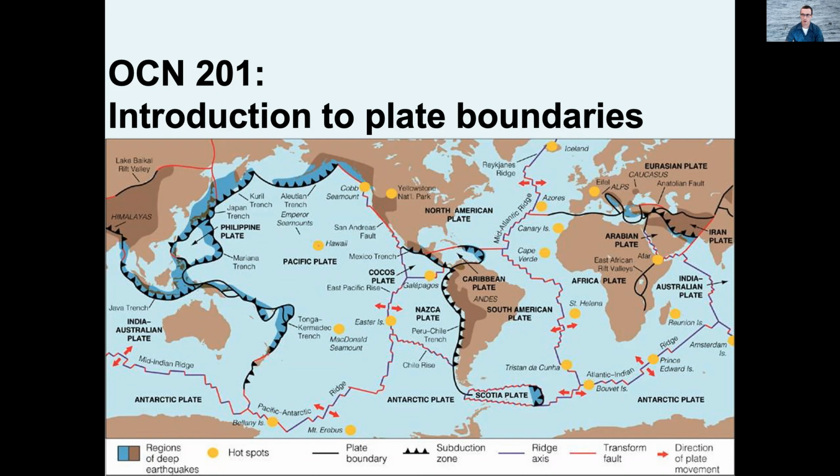Welcome to Ocean 201, Introduction to Plate Boundaries. Today we are going to start to talk about plate tectonics, and that'll be the focus over the next several lectures. This follows on from what you've learned about seafloor spreading already, and it has to do with the breakup of the solid lithosphere into plates that can move. This is what gives us many of the features that we can see on the Earth's surface. So ocean ridges, trenches, mountain ranges, all of that is due to plate tectonics.